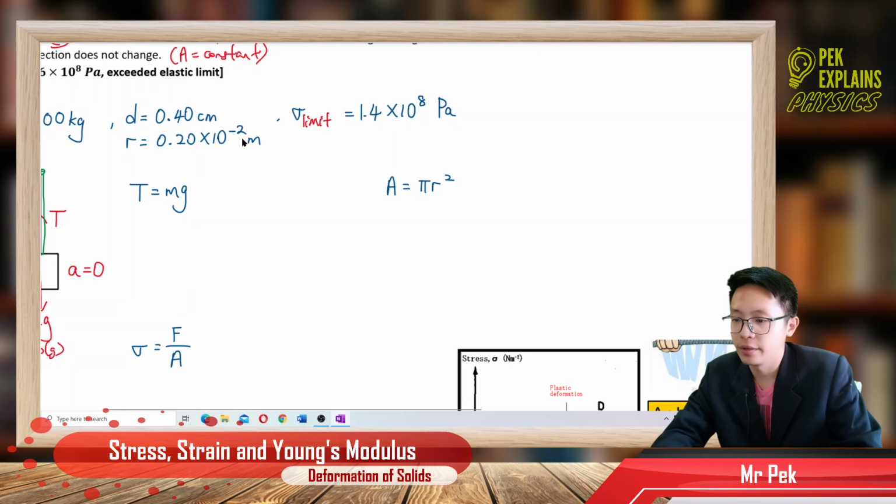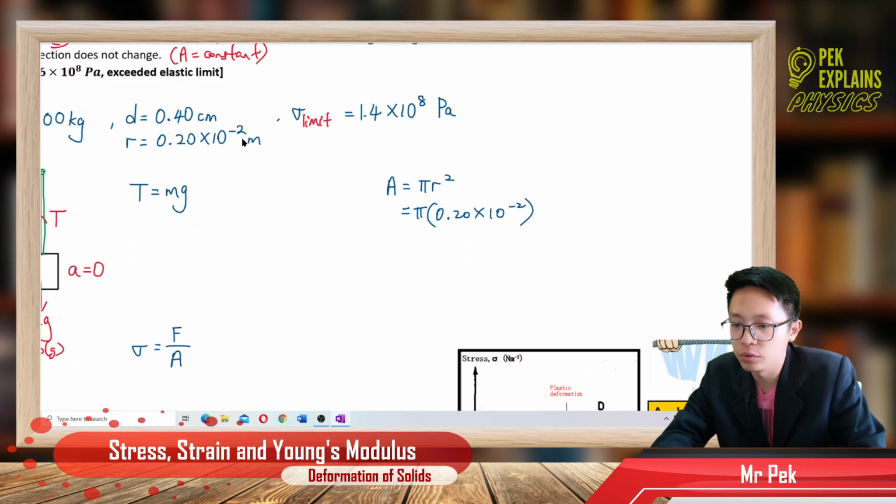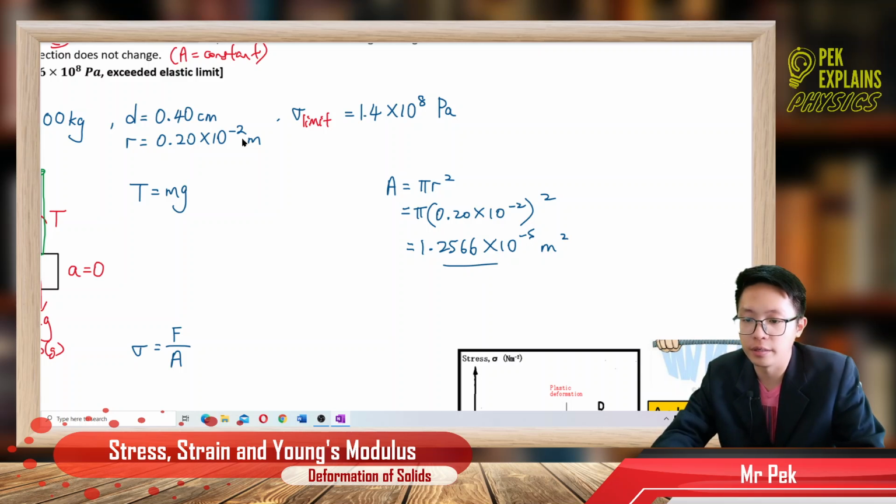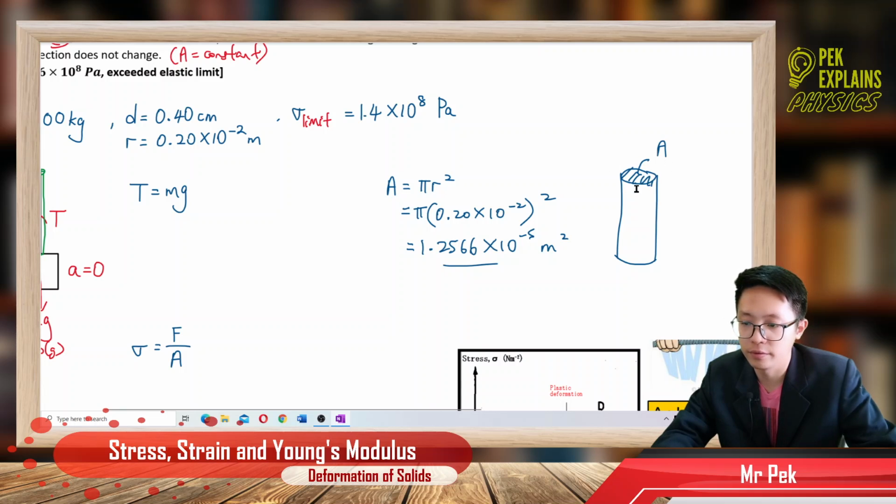So let's find out the cross-section area. Radius is 0.2 exponent -2, squared. So the cross-section area is 1.2566 exponent -5 meter square. That's the cross-section area of the rod. It's a circle, that's why we use pi r square, the circle section area.